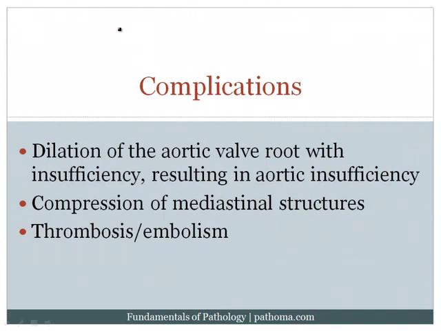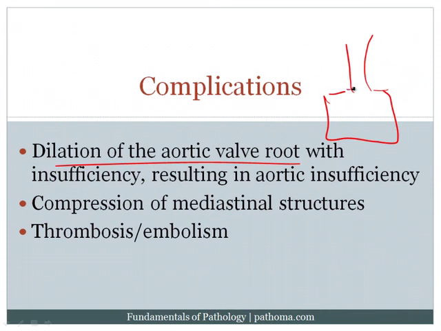Well, the most important, perhaps the highest yield, is that you can get dilatation of the aortic valve root. Now here's the idea. If this is the heart and you've got this aorta coming off of it, if you get a balloon-like dilatation of the thoracic aorta, that's going to pull on this root of the aortic valve. And as it pulls on the root of the aortic valve, that's going to result in aortic insufficiency. And that's the highest yield complication of a thoracic aneurysm.